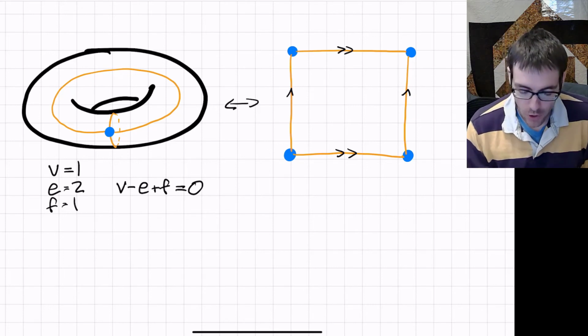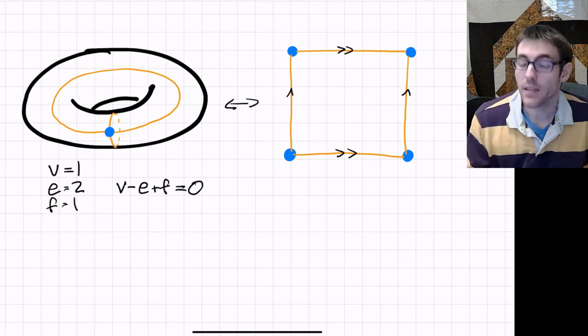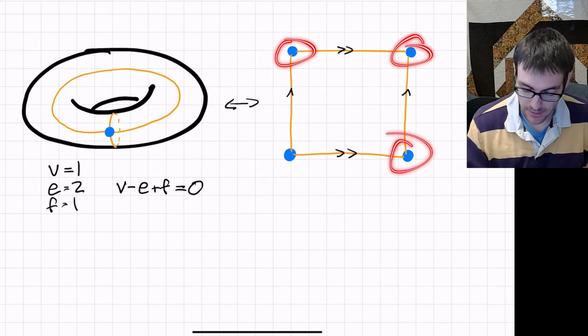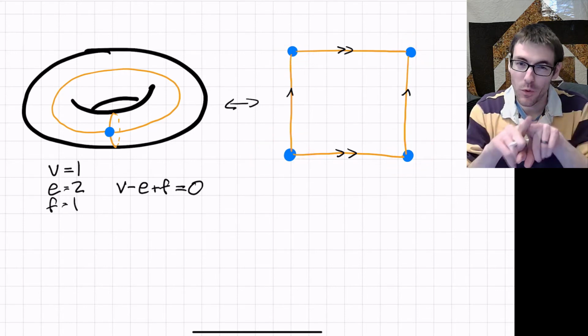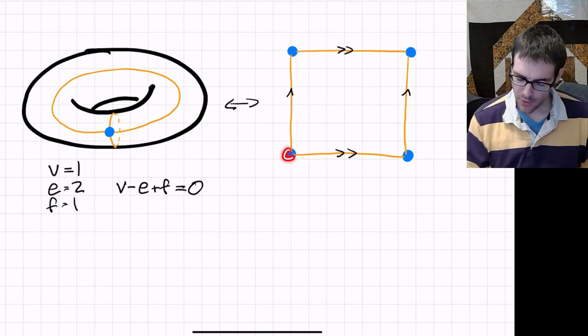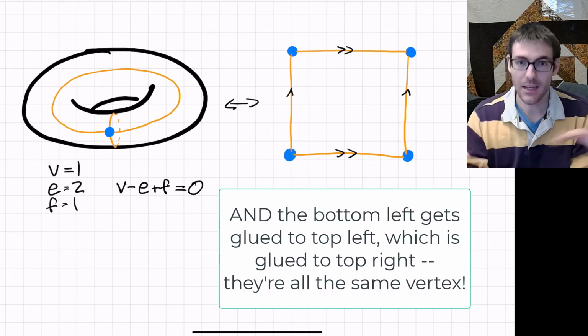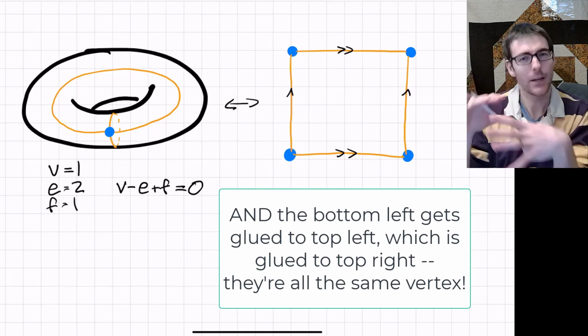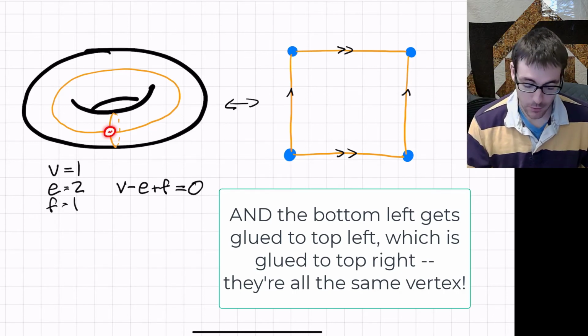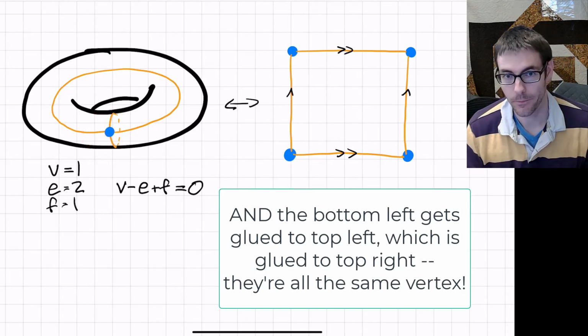Okay. So this picture looks like it has 4 vertices, but actually when we do this gluing, this vertex gets glued to this other vertex. All of these end up really just being different pictures of that same single vertex that we have over here. Right.